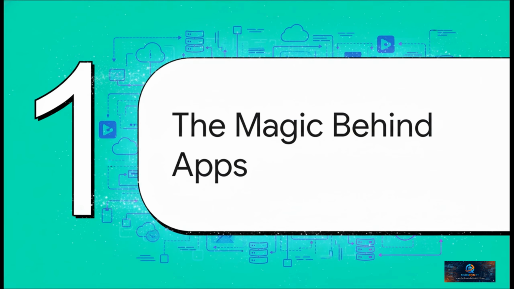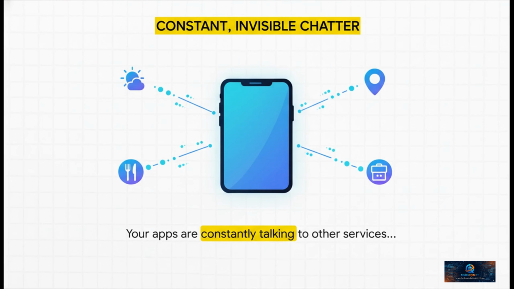It's all thanks to this hidden layer of constant communication, a secret language that lets all the different apps and services we use work together like they're old friends. That weather app, it's talking to a giant, powerful weather service. The Uber app on your phone is talking to Google Maps. Your DoorDash app is talking directly to the restaurant's ordering system. It's this nonstop, totally invisible chatter. But how in the world do they all speak the same language?